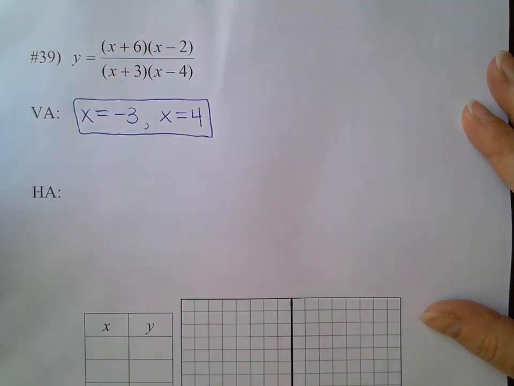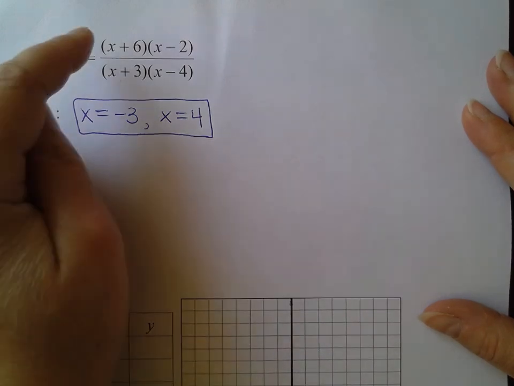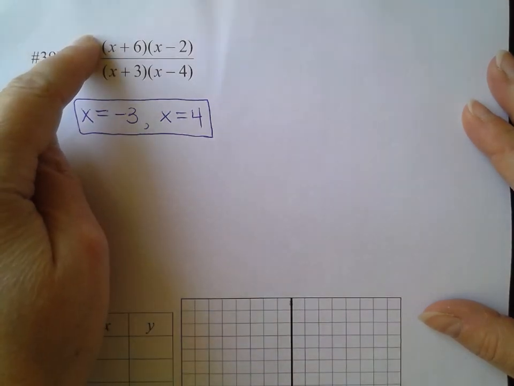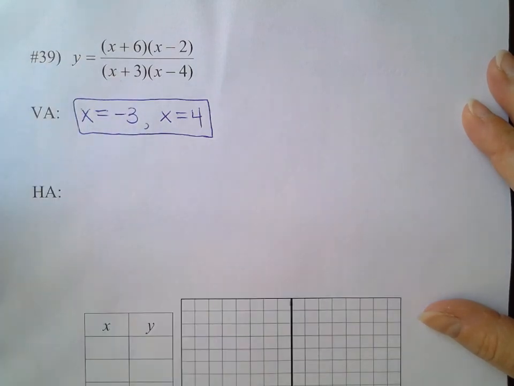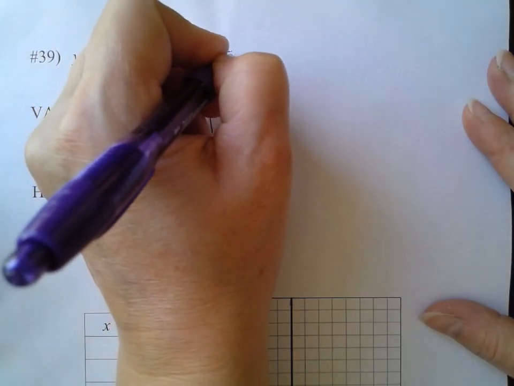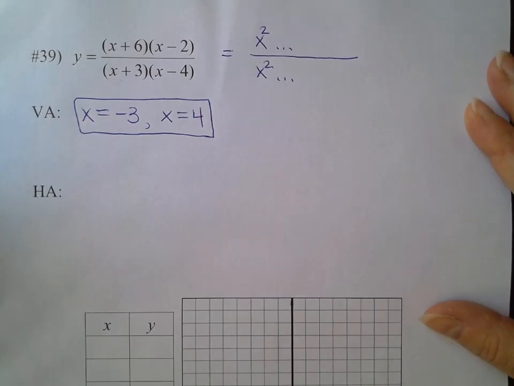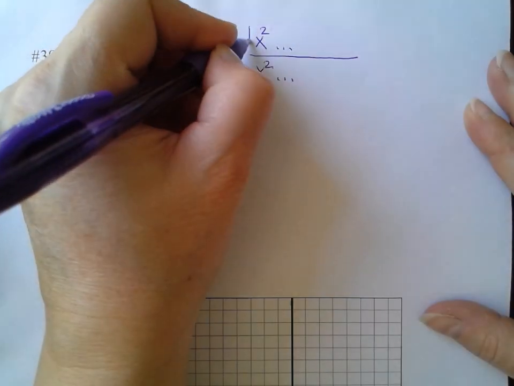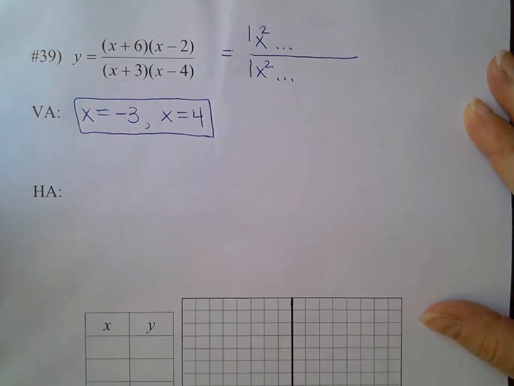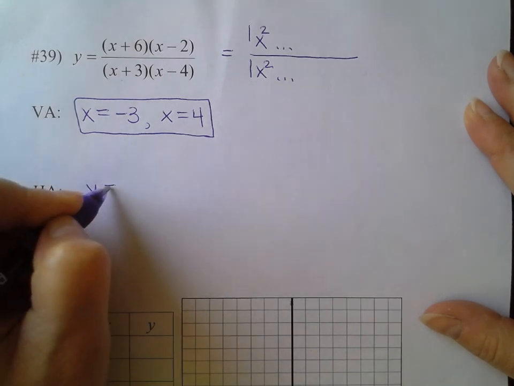The horizontal asymptote, if we were to multiply this out, the highest exponent in the top would be x squared. The highest exponent in the bottom would be x squared. Now you could pretty easily FOIL this. I'm not going to do that just in the interest of time. I'll just do this. Okay, so if they match like that, then we take the numbers out front. So the y is going to level off at 1 at the ends of the graph.